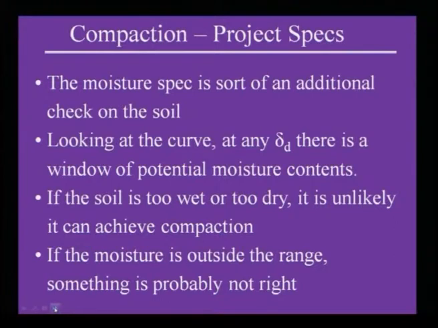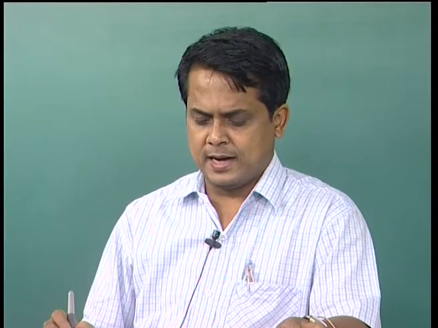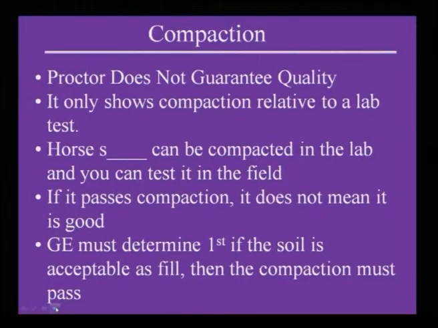The moisture specification is sort of an additional check on the soil. Looking at the curve, at any density rho d, there is a window of potential moisture content. If the soil is too wet or too dry, it is unlikely it can achieve compaction. Proctor does not guarantee quality, it only shows the compaction relative to the lab test.